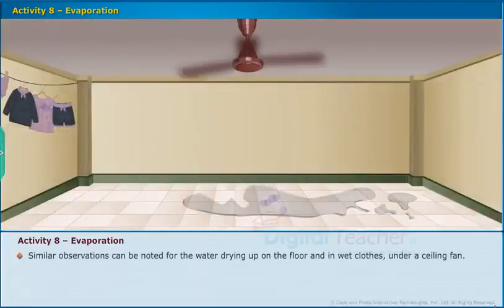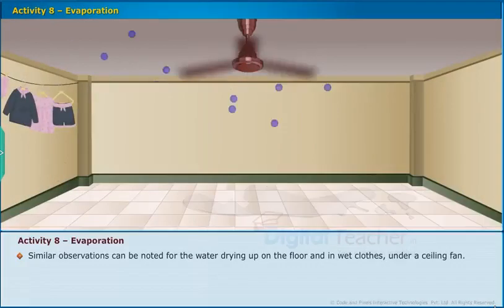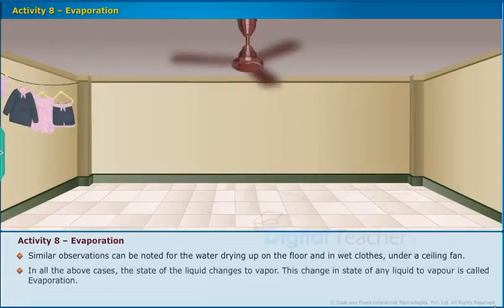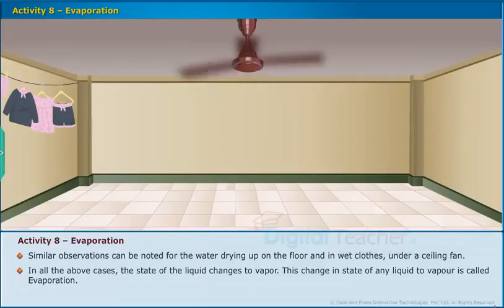Similar observations can be noted for the water drying up on the floor and in wet cloths under a ceiling fan. In all the above cases, the state of the liquid changes to vapor. This change in state of any liquid to vapor is called evaporation. Let us learn more about the process of evaporation to understand the reasons behind the above observations.